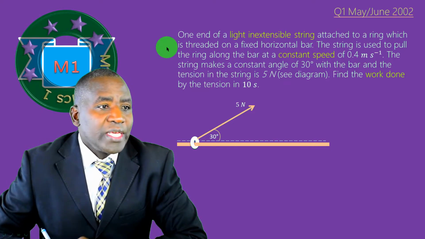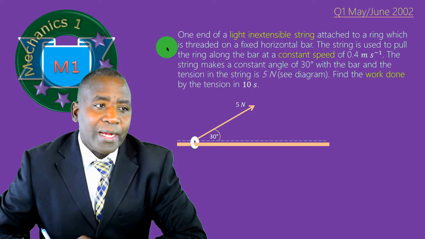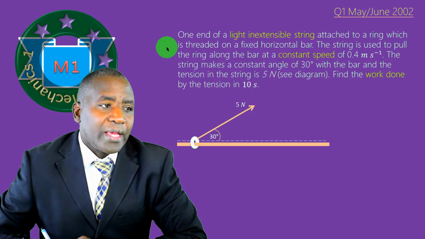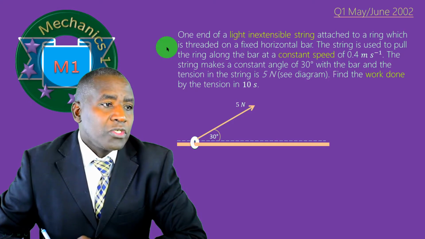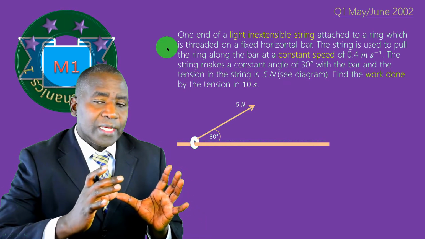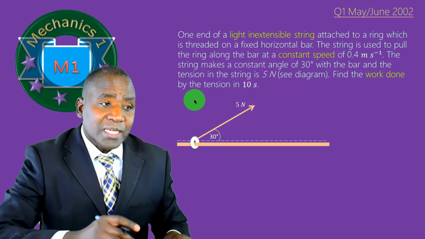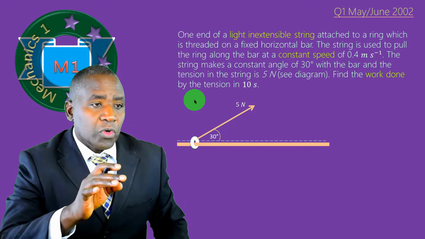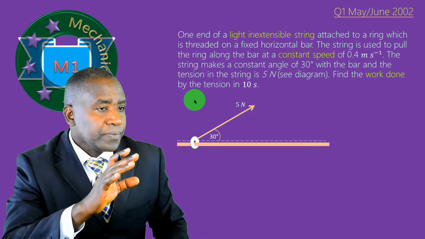So we are told that this string is attached to a ring which is threaded on a fixed horizontal bar. The string is used to pull the ring along the bar at a constant speed. At this point, I want to state that another clue that we've been given here is the idea of constant speed. What is meant by constant speed? Okay, first of all, let me read the rest of it and then I'll come back to that.